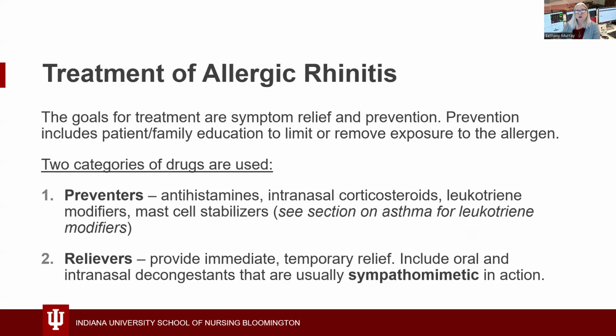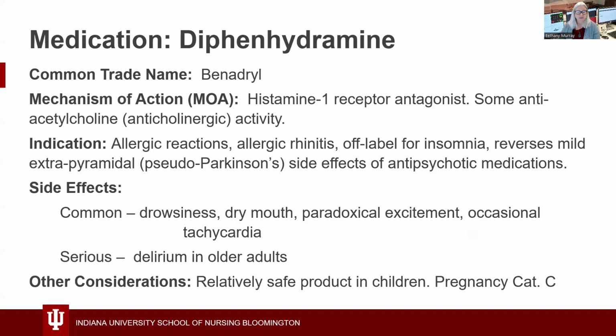Then we also have things that are relievers. So once the congestion has occurred, how do you reverse that process? You can get immediate temporary relief with oral and intranasal decongestants that are usually sympathomimetic in action. And if that word is confusing to you, it's just another way of saying it mimics the sympathetic nervous system. The sympathetic nervous system provides vasoconstriction, so you can reduce the vessel size and the congestion in the nasal passages by using sympathetic nervous system stimulants.